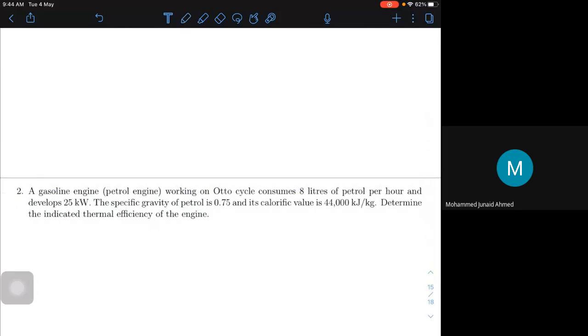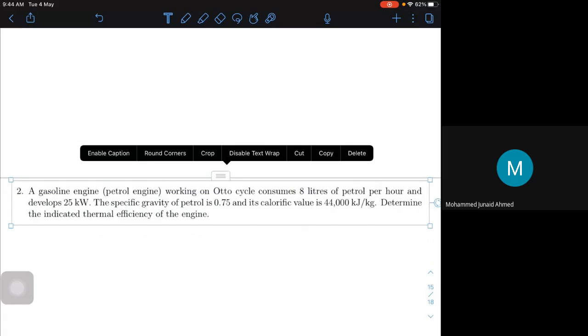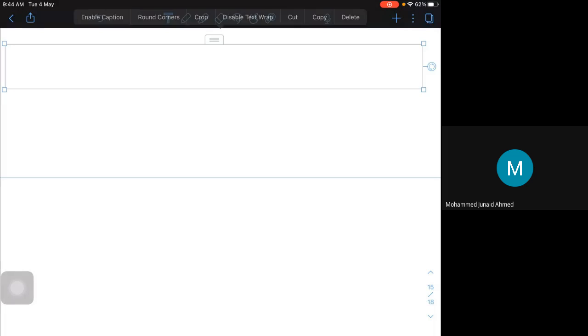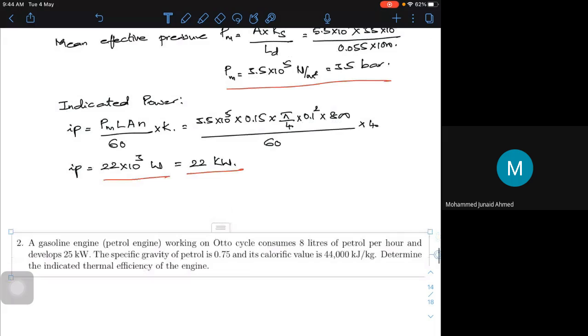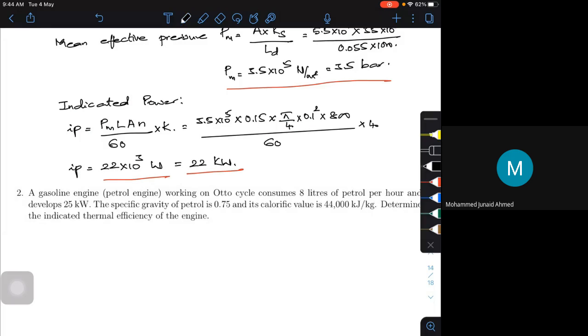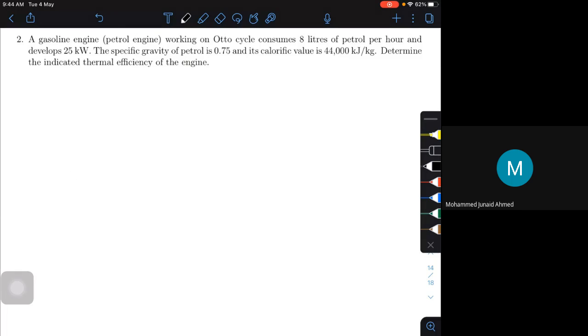Okay, let's now take the second problem. It's a simple problem, and we'll wind up after doing it. A gasoline engine working on an Otto cycle consumes 8 liters of petrol per hour and develops 25 kilowatts. If the specific gravity of the fuel is 0.75 and its lower calorific value is 44,000 kilojoules, or 44 megajoules per kg, determine the indicated thermal efficiency of the engine.